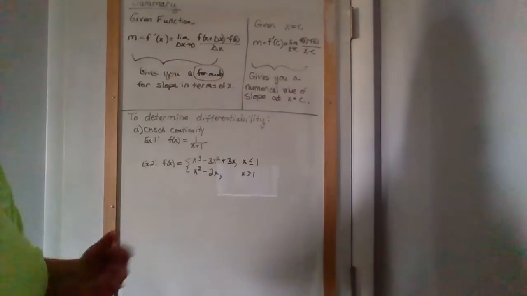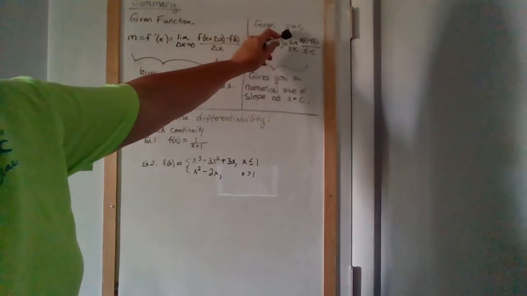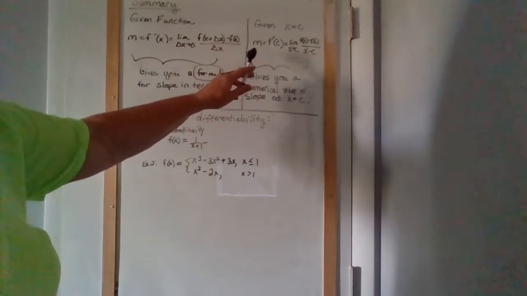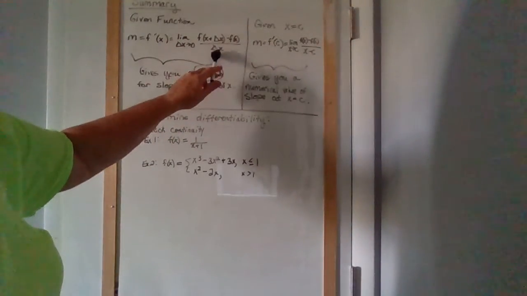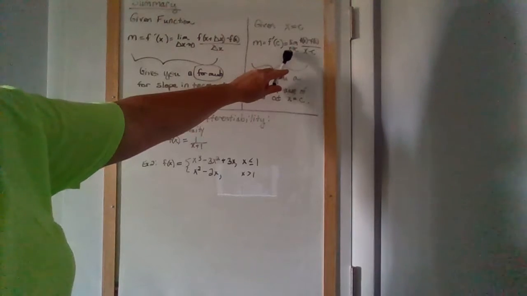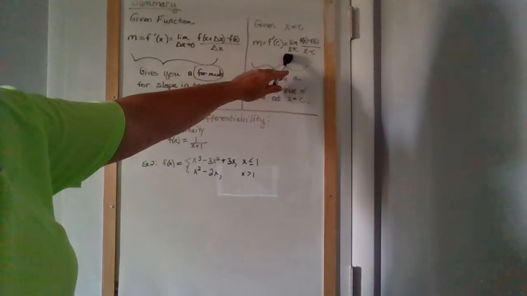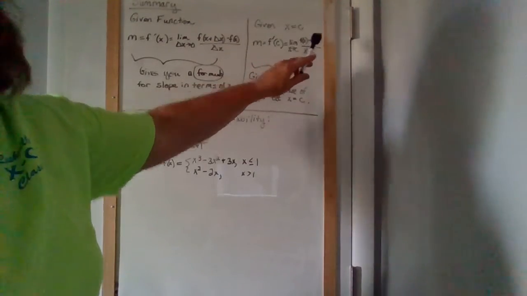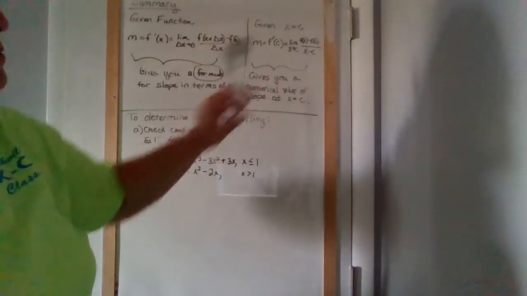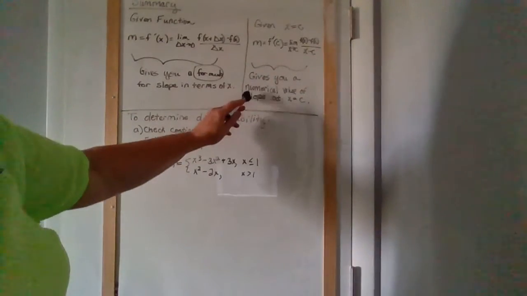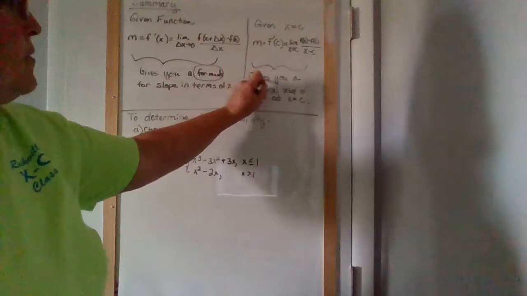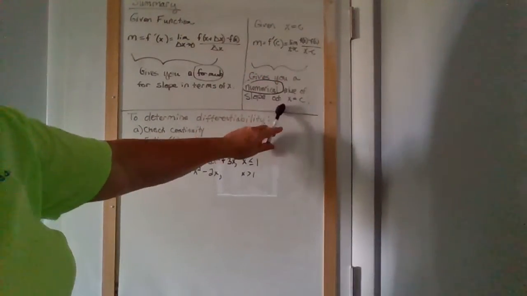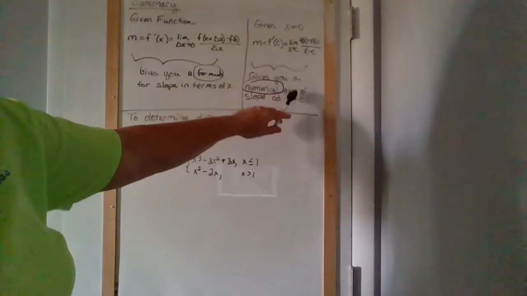But a more straightforward approach would be if you're actually given an x value, so you're given a number, then you can avoid using the delta x, and you can use this version of the derivative definition, where the limit as x approaches c of f of x minus f of c over x minus c would be used. This will give you a numerical value of the slope at x equals c. So the advantage of this one is that you go right to the number value.